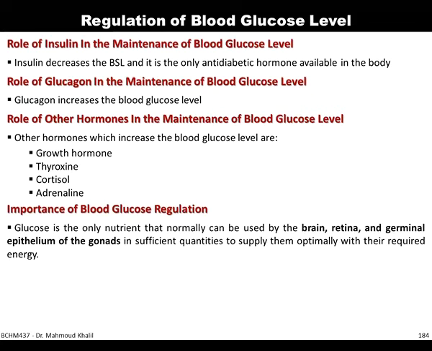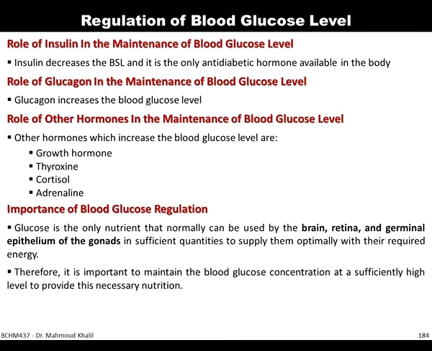Why is it important to regulate the blood glucose levels? Because glucose is the only nutrient that normally can be used by the brain, by the retina, and by the germinal epithelium of the gonad. So it always needs to be in sufficient quantity to provide the optimum level of energy within these organs. So it is important to maintain the glucose concentration at a threshold that is high enough, that is necessary for nutrition.